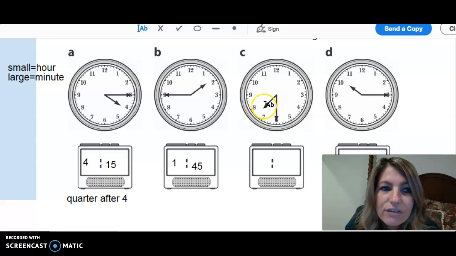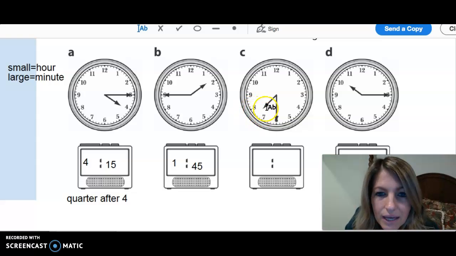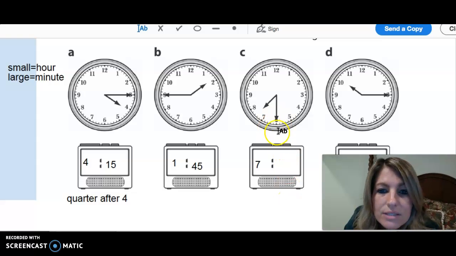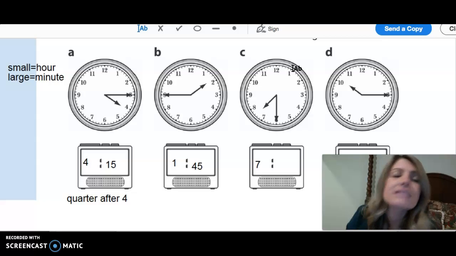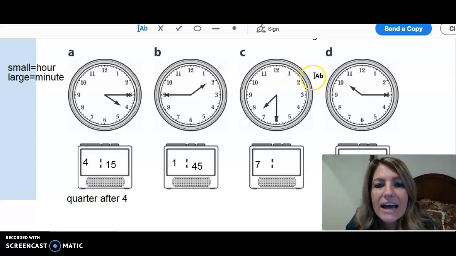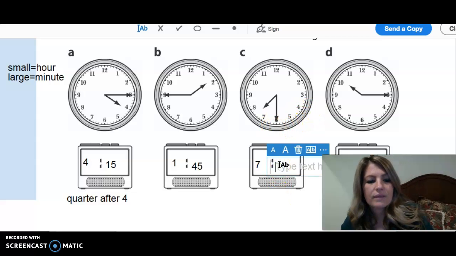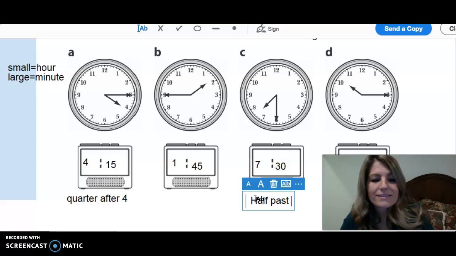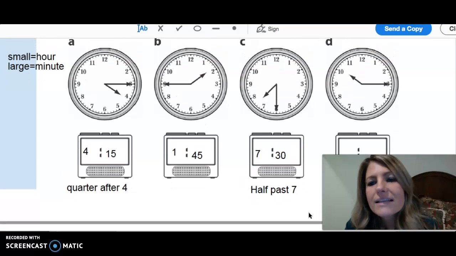Let's take a look at clock C. Let's look at the hour hand first. That's the smaller hand. The hour hand is not quite to the 8. Okay, so since it's not to the 8 yet, we say it's still 7 o'clock. It's still 7 as the hour. Now let's look at that long minute hand. The long minute hand counts by 5s. So let's start with the 1 and start counting by 5s until we reach our minute hand. We've got 5, 10, 15, 20, 25, 30. So the time is 7:30.